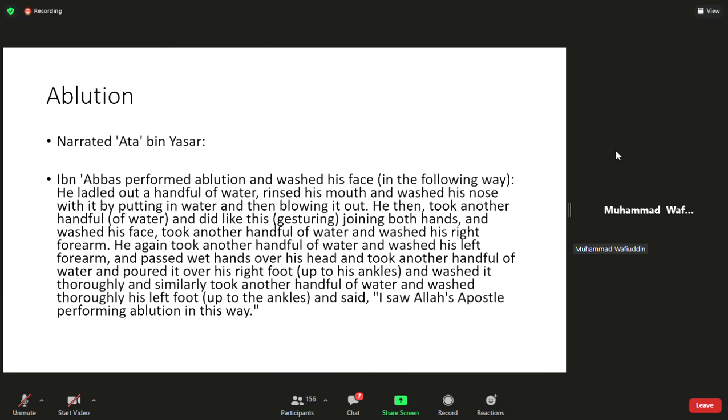Ibn Abbas performed ablution, washed his face in the following way. He took a handful of water, rinsed his mouth and washed his nose with it, put it in water, then blew it out. He then took another handful of water and joining both hands washed his face, took another handful of water, washed his right forearm. He again took another handful of water, washed his left forearm, passed his wet hand over his head, took another handful of water, poured it over his right foot up to his ankle, washed it thoroughly, and similarly took another handful of water, washed thoroughly his left foot up to the ankle and said, I saw Allah's Apostle performing ablution this way.